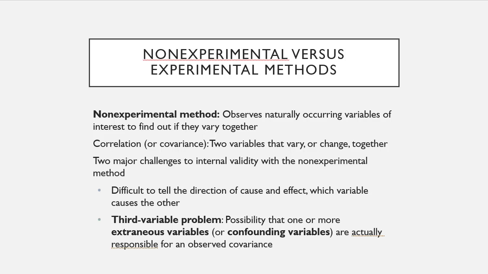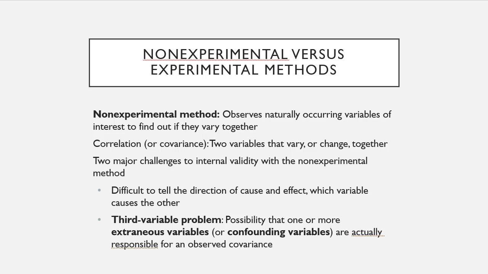There are two major challenges to the internal validity with the non-experimental method. We can't always tell cause and effect. So if we're looking for this wonderful cause and effect thing and we want to know if the race you are causes you to have a higher SAT score, we're going to be in bad shape because we can't tell cause and effect based on that because we can't systematically change somebody's race or ethnicity. We have to leave it alone, so we can't get to that good cause and effect.